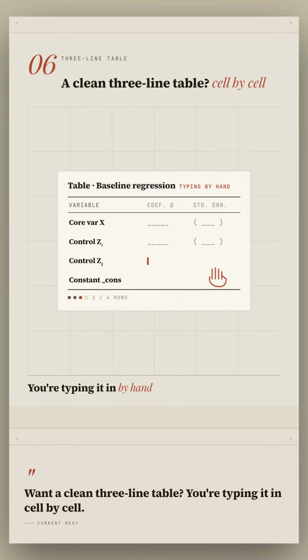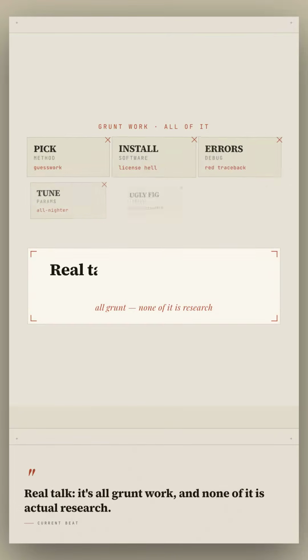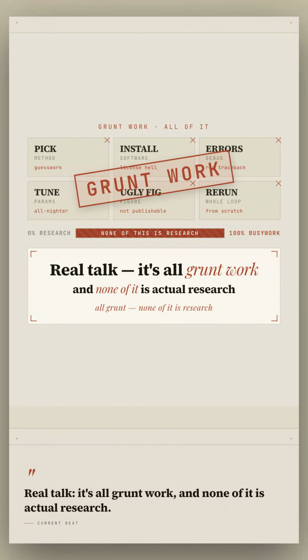Want a clean 3-line table? You're typing it in cell by cell. And the killer, change one variable, and you rerun the whole thing. Real talk, it's all groundwork, and none of it is actual research.